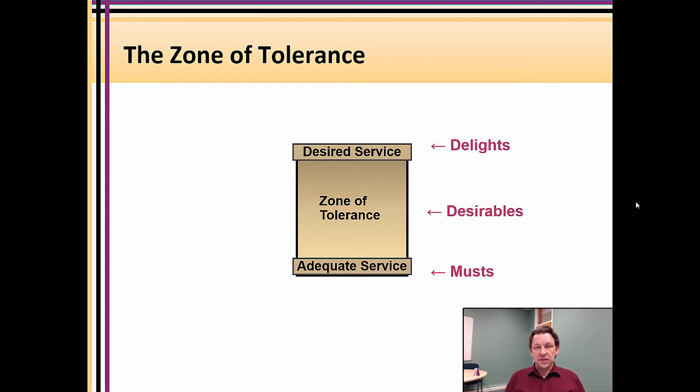In the delight factor, there's a couple of things that need to be understood here. When you exceed the desired service, you are delighting the customer. But you're also changing the service encounter and changing the service experience. And if you delight the customer too frequently, it's going to move up the bottom line of what's regarded as adequate and what's regarded as desirable. Hence, the zone of tolerance is a target area to try and land in, occasionally exceed, but preferably never drop below adequate.